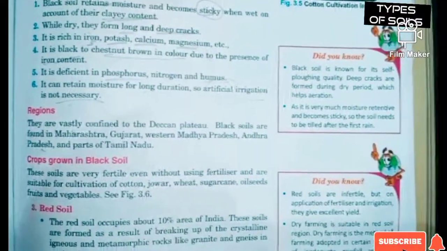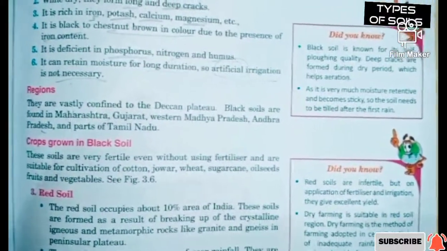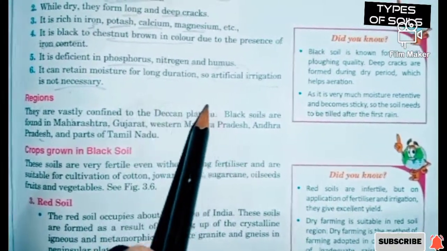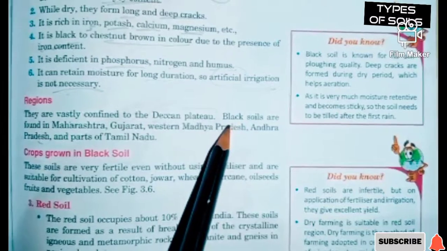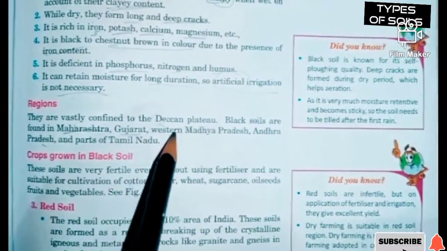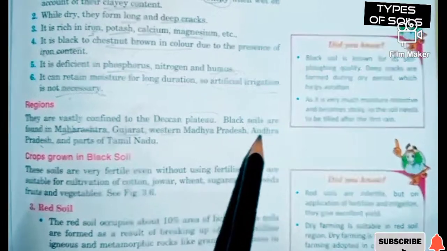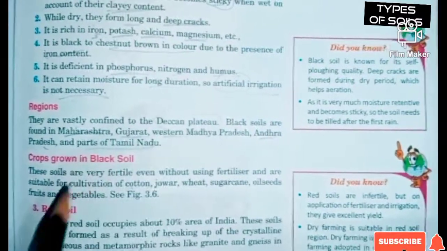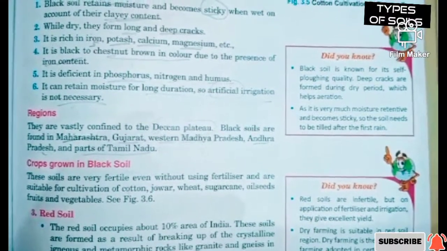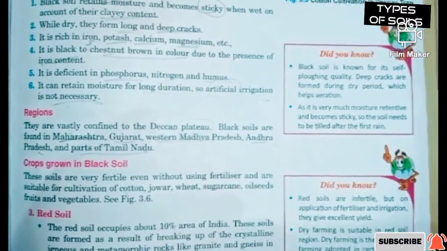Then which are the areas in India where we can find this soil widely? This is mainly found in the Deccan Plateau, and also in states like Maharashtra, Gujarat, Western Madhya Pradesh, Andhra Pradesh, and parts of Tamil Nadu. So these are mostly the central areas of India.